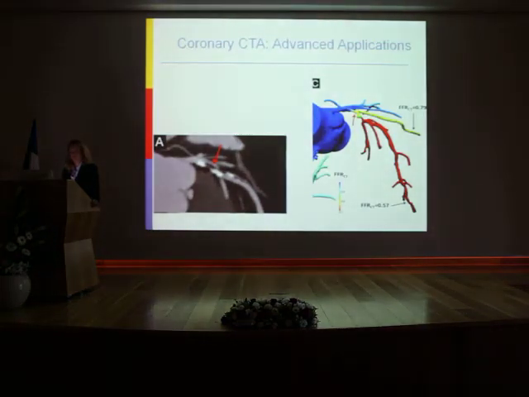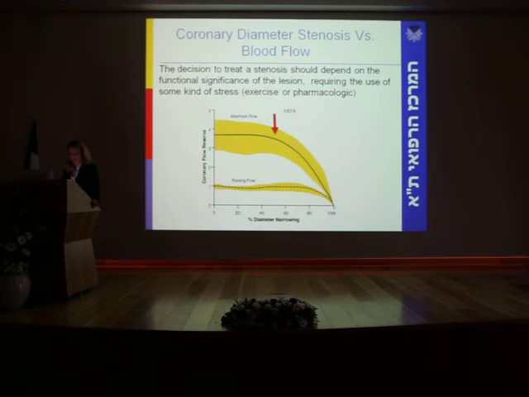And now shortly for advanced applications. The coronary flow reserve is reduced at rest only when there is stenosis of more than 85%. However, during stress or exercise, the reserve will be reduced when there is over 50% stenosis. And the decision to treat the stenosis should depend on the functional significance of the lesion, requiring the use of some kind of stress, either exercise or pharmacologic. And as you know, CT angiography is just an anatomical study.